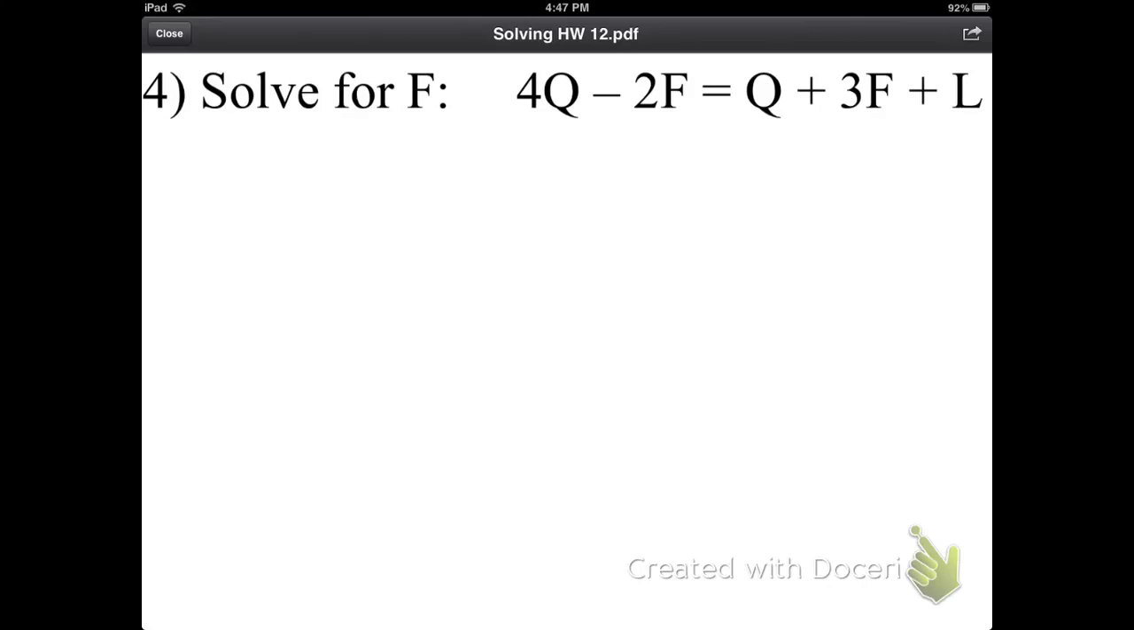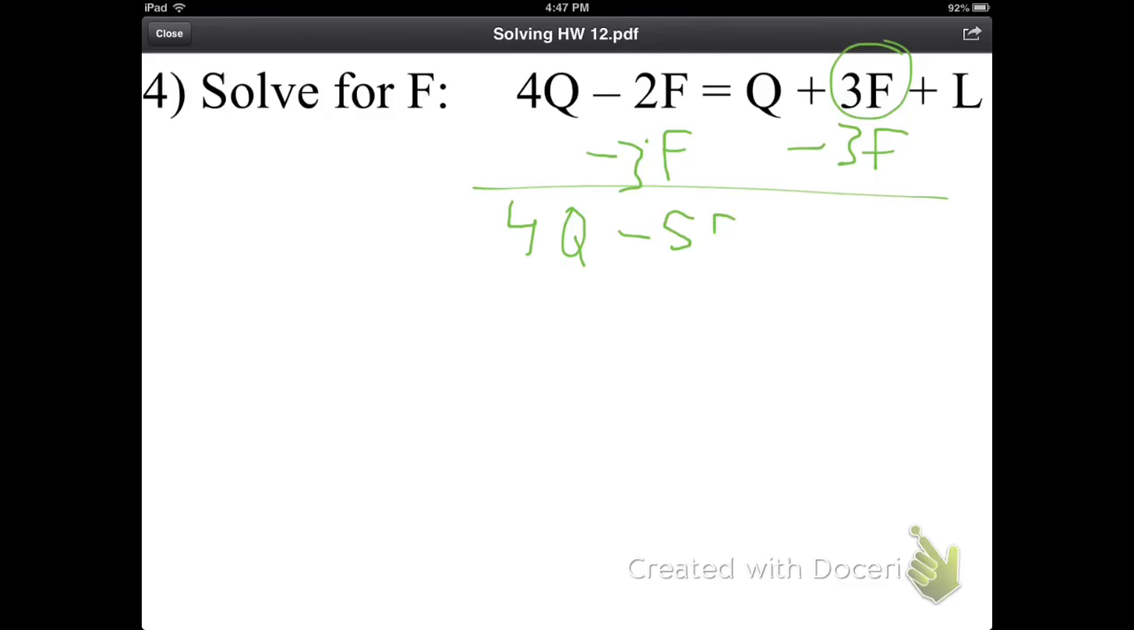We'll deal with it. So since I want f's on the left side, I need to get rid of the f on the right. So I'm going to subtract 3f from both sides. Let me get rid of that little arrow. Left side, you still have the 4q. Negative 2f minus 3f gets you negative 5f. Alright, if you have negative $2 and then you have to spend 3 more, you're now in the hole $5.